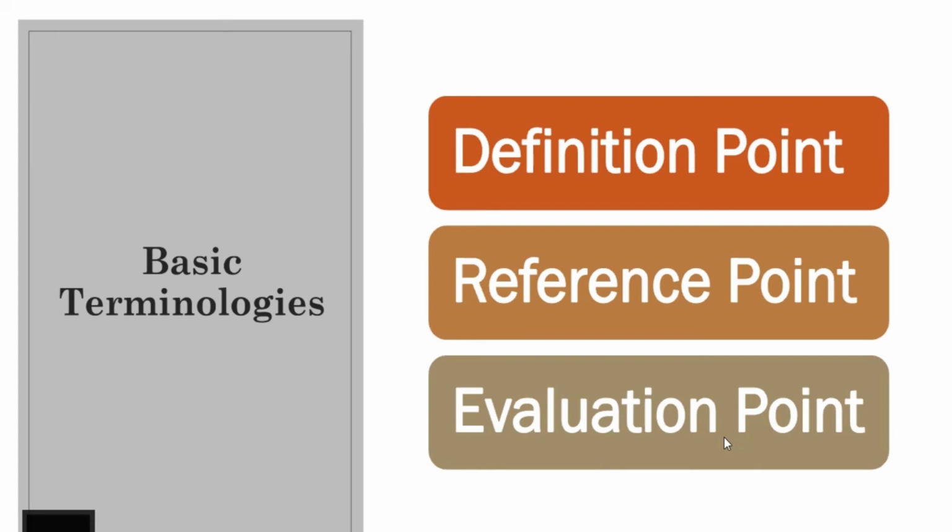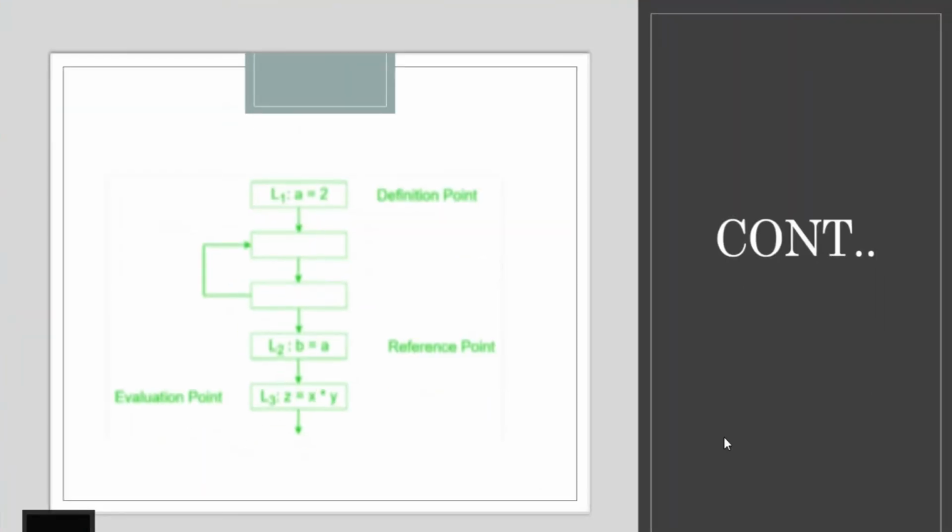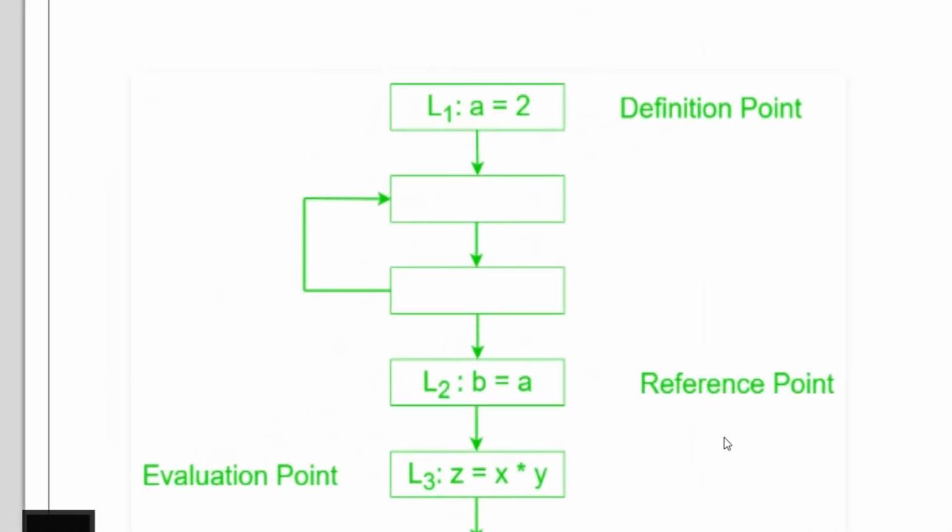Let us check with an example. In this example, L1: A equal to 2, L1 is a label. Here a variable is defined, so this is a definition point. And if we check here in label 2, B equal to A, we are assigning some value to B. So here we are referring to what? We are referring to the value of A. So this is a reference point.